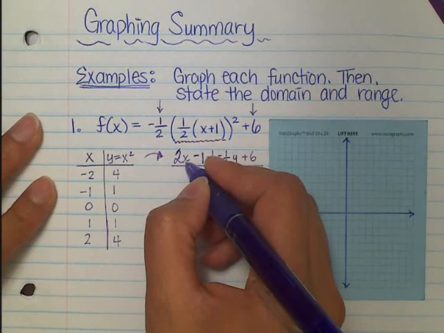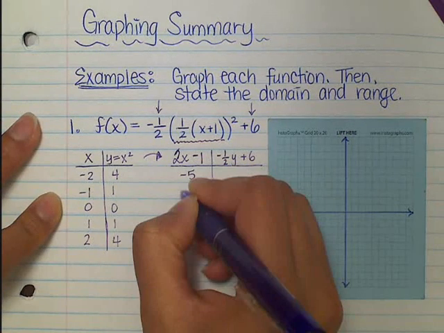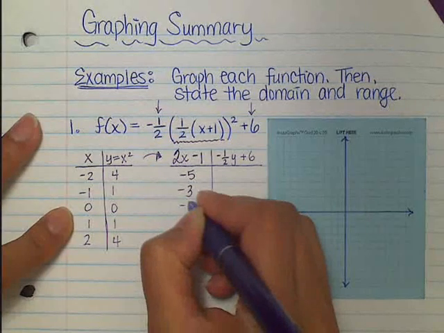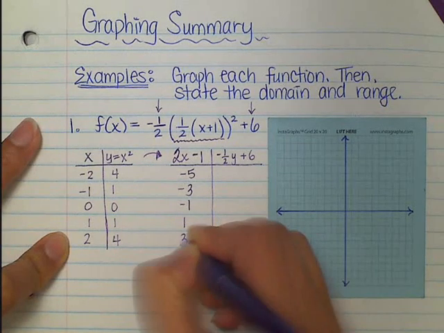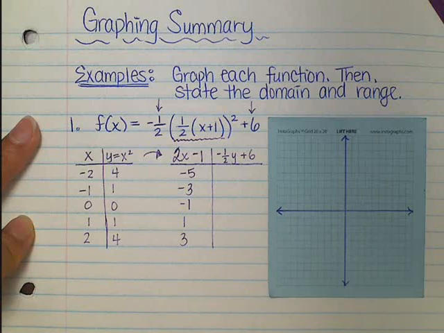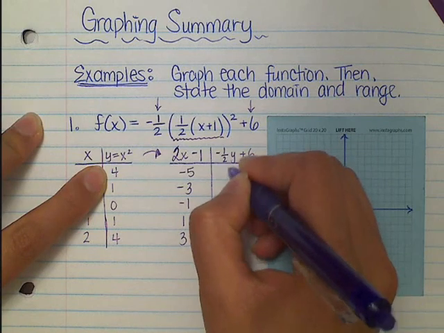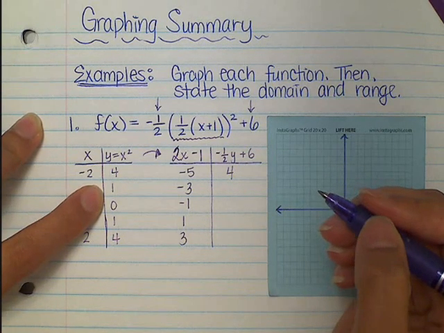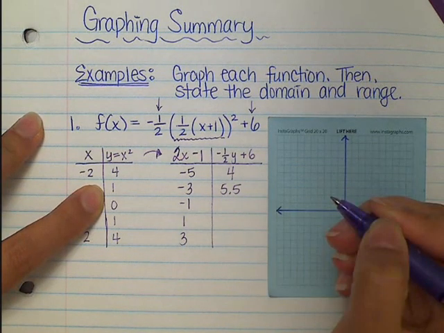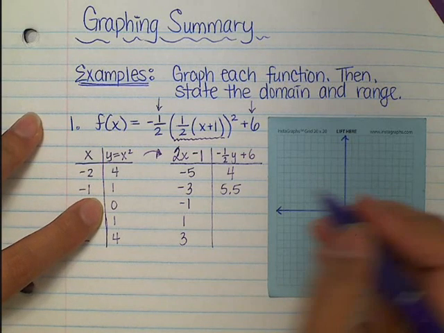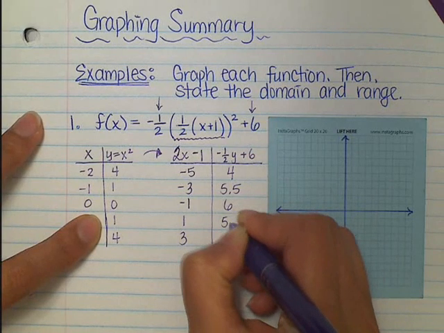If I apply it to my x coordinates, I have 2 times -2, which is -4, minus 1, which is -5. I'll continue to evaluate and calculate this. Then similarly, we're going to do the same thing with the y values. -1/2 times 4 is -2, plus 6 is 4. -1/2 times 1 is -1/2, plus 6 is 5.5. Here I'm writing it as a decimal because I will be plotting this as a point. -1/2 times 0 is 0, plus 6 is 6. And then I can continue to do this as well.